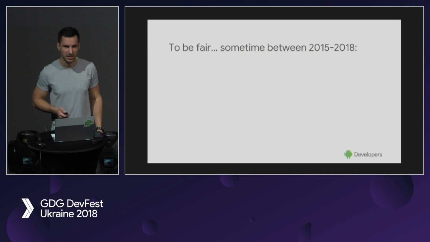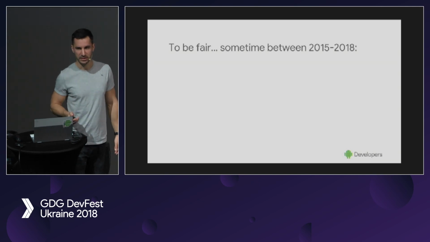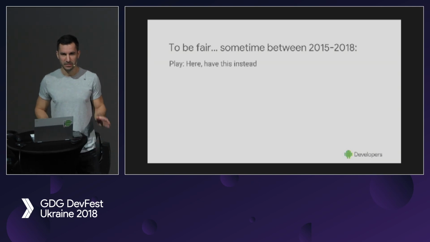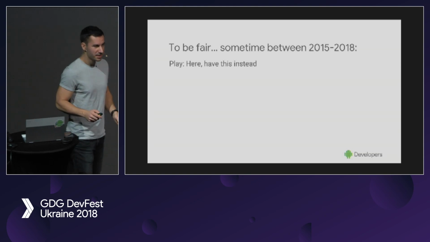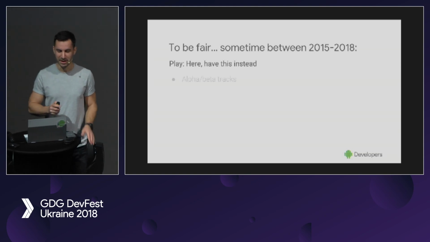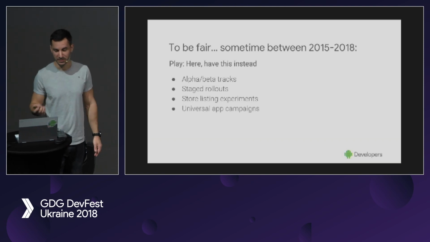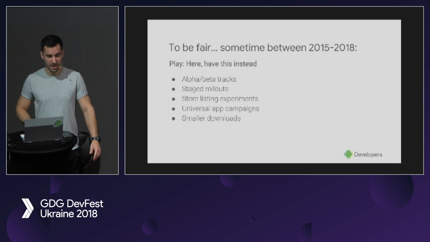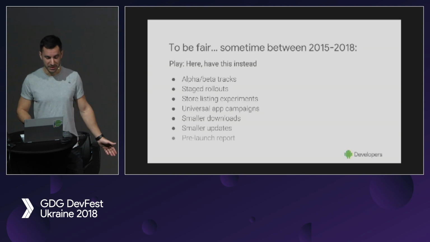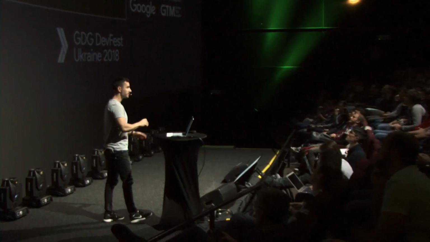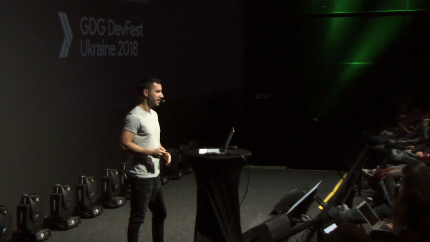And to be fair, sometime for the past 3 years since the splits were introduced, the Play folks were very busy. So small intermission, if you haven't used any of those things that they introduced, like alpha and beta tracks, stage rollouts, store listing experiments, app campaigns, smaller downloads, smaller updates, pre-launch report, Android Vitals, extremely useful things, and many more, please check those out. However, that's not something I came here to talk about.